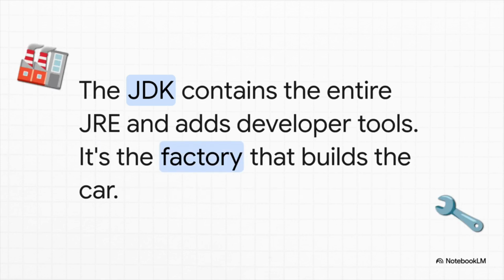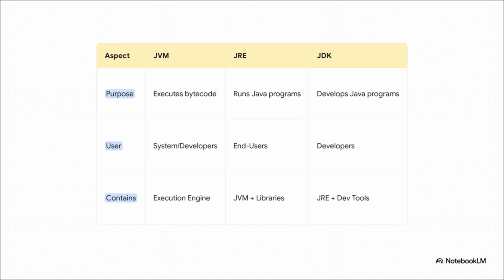And finally, the biggest doll on the outside is the JDK. It contains that entire JRE package, car and all, and then adds the developer tools on top. It's the factory. It lets you build the car, not just drive it. See? Each layer contains the one before it. Let's just look at this quick breakdown. You can see how the purpose evolves.